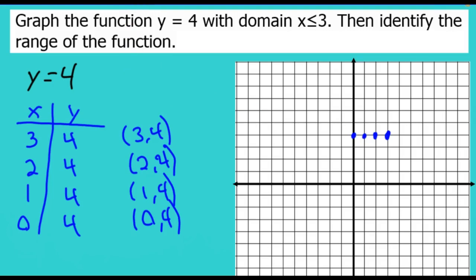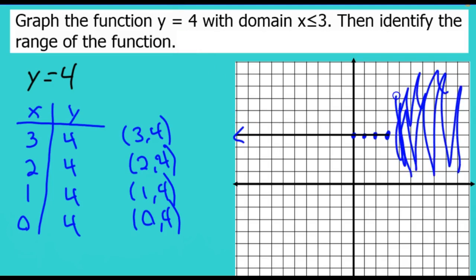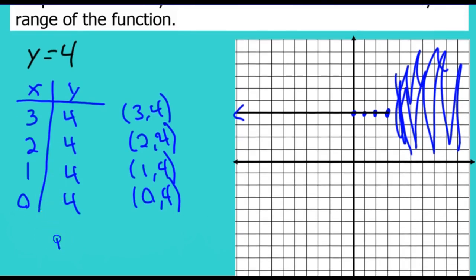Now it makes a horizontal line, but we know we can't go past 3. So it only goes in one direction. It goes this way. Everything past here is restricted. We can't go there. So our range is 4. We can't do anything other than 4. Everything that y is 4. So our range is y equals 4.